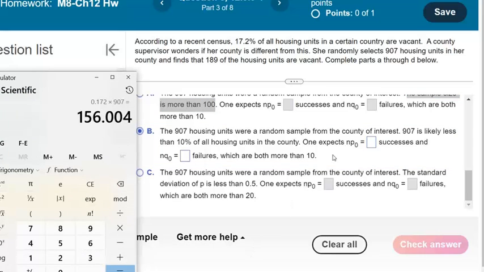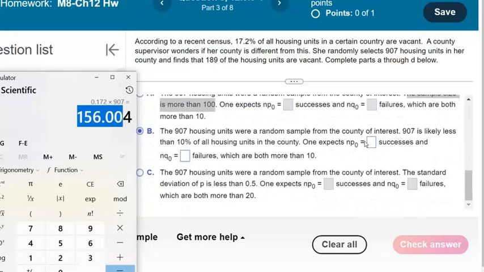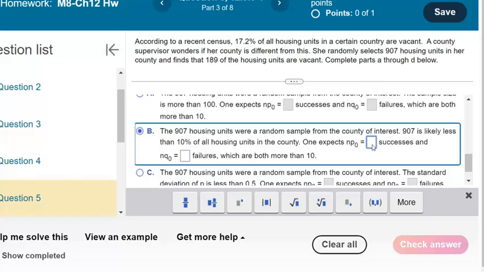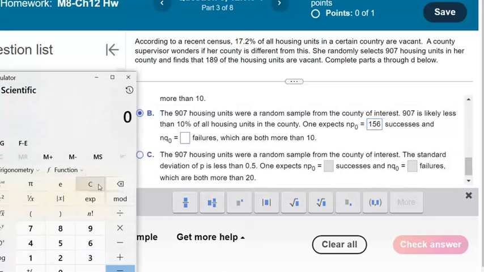So n times p sub 0, did they tell us a decimal? Around to one decimal place is needed. So this is 156.0. And then n times q. Q is the complementary probability to p that makes it add up to 100%. In other words, take 100, subtract 17.2, that's the percentage for q. And then this is the decimal form, right? P and q are usually just written in decimal form.